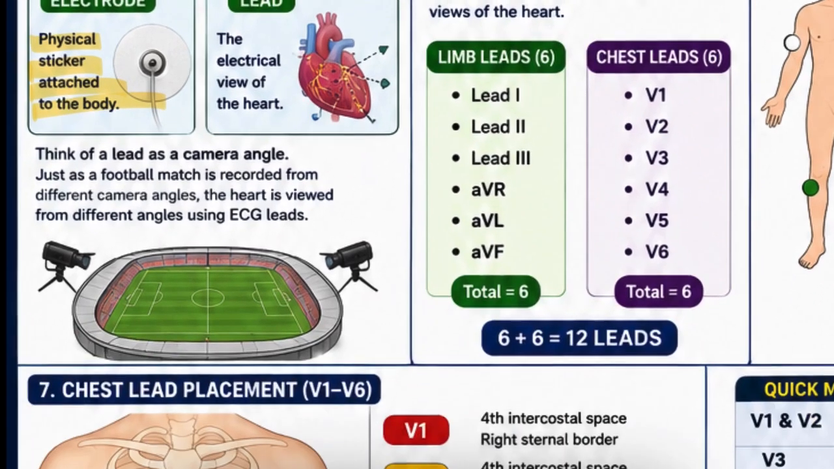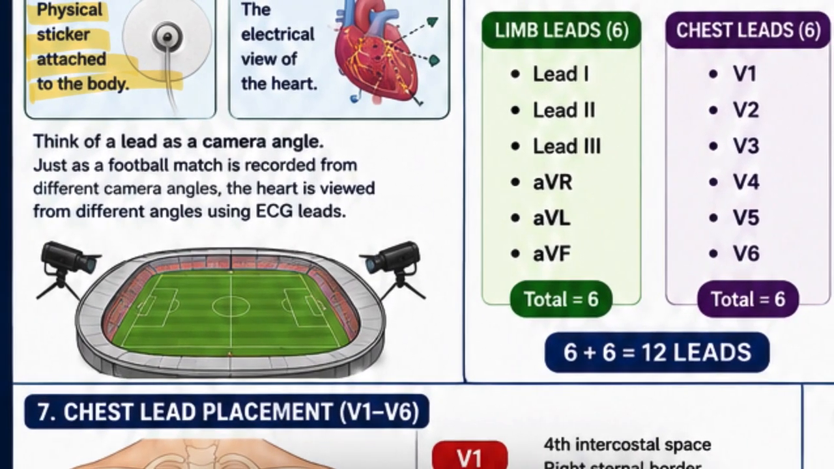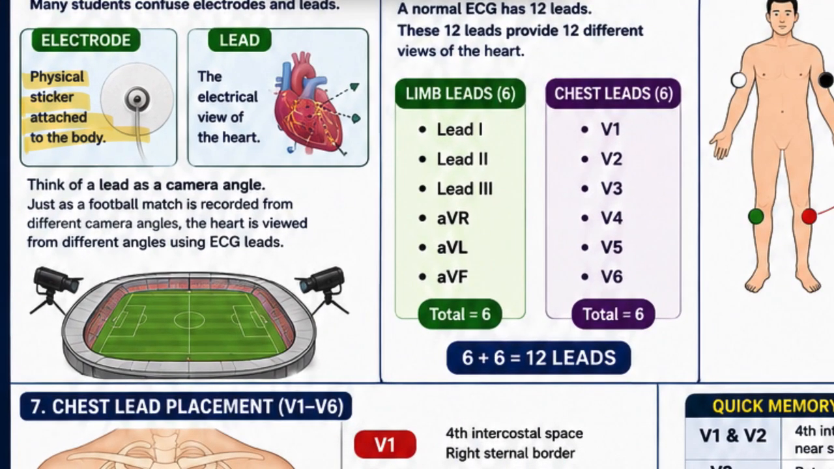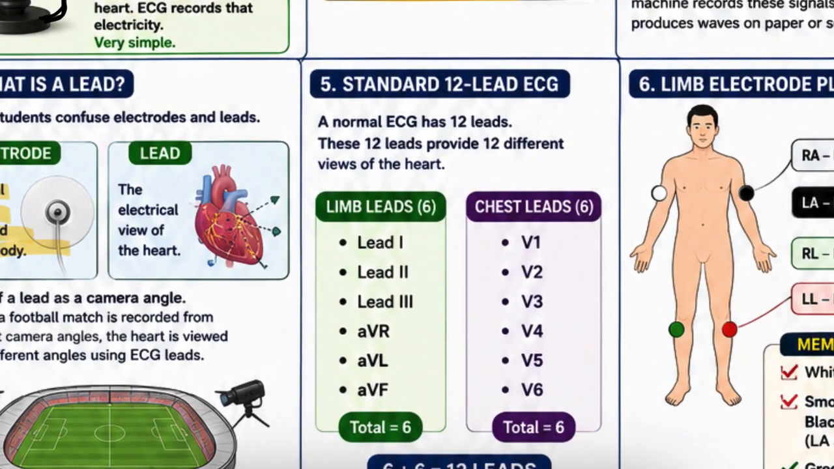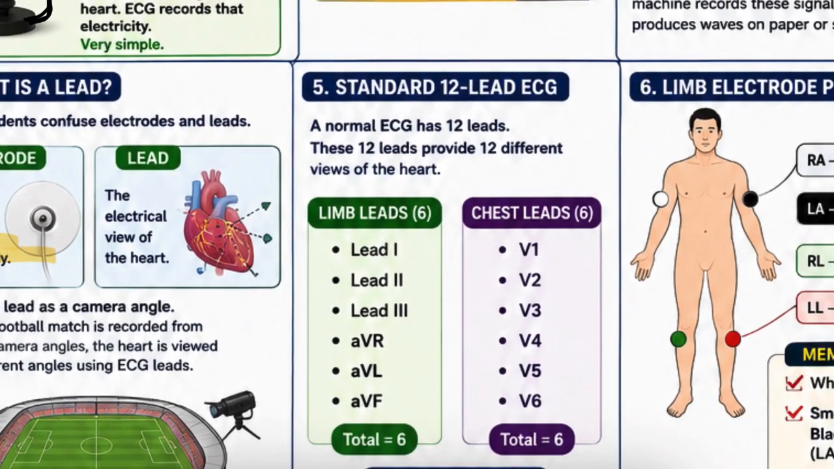Think of a lead as a camera angle. You can see here, this is a football stadium. Just as a football match is recorded from different camera angles, the heart is viewed from different angles using ECG leads. Okay, so same to same, with these leads we can easily view the heart in different views. So this is the main concept. In standard, we have a total of 12-lead ECG.